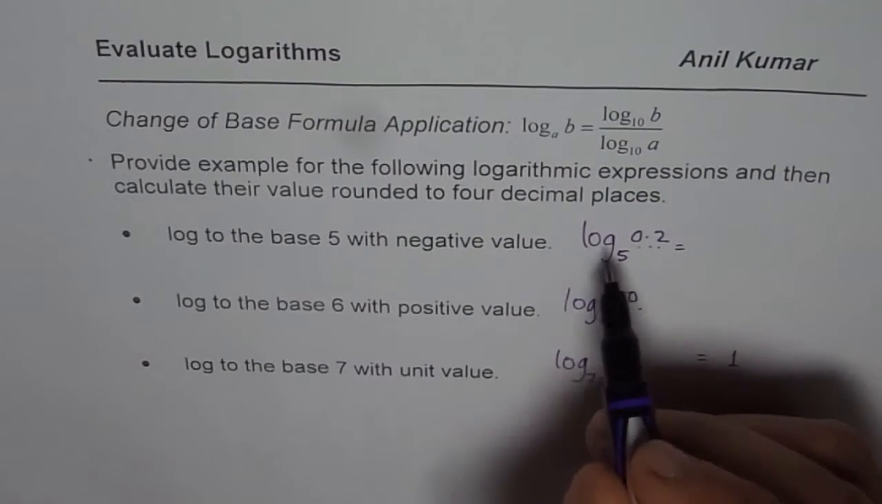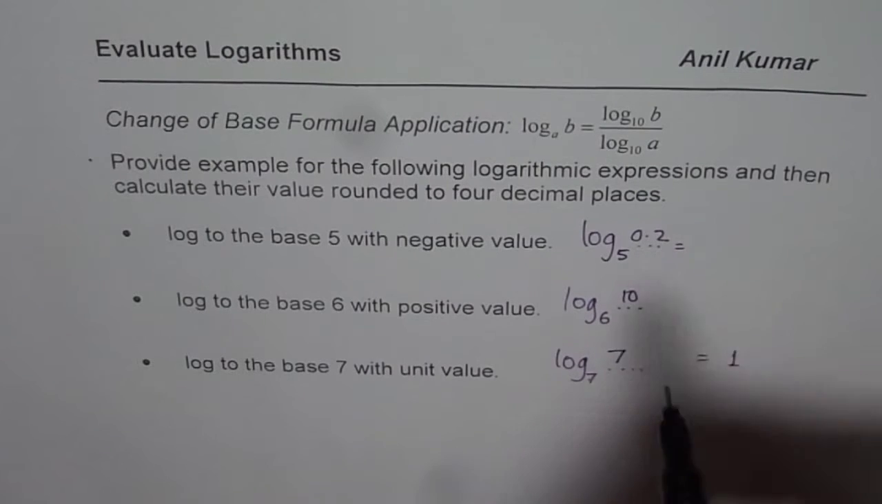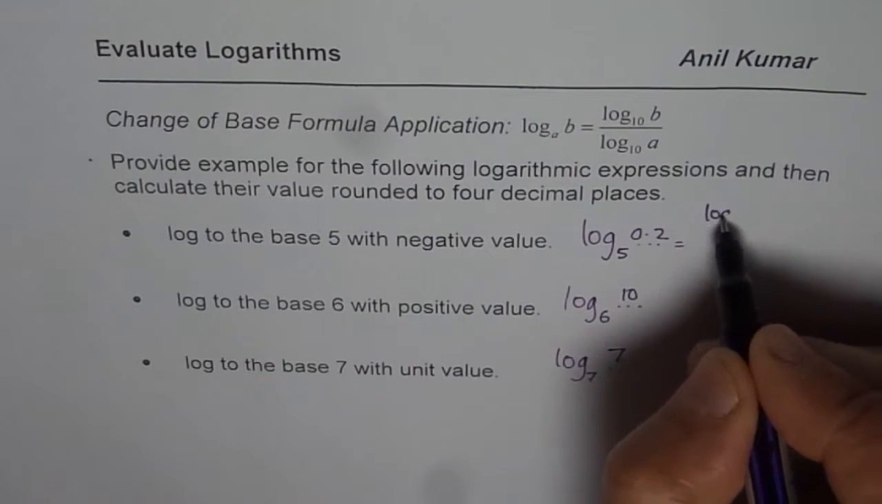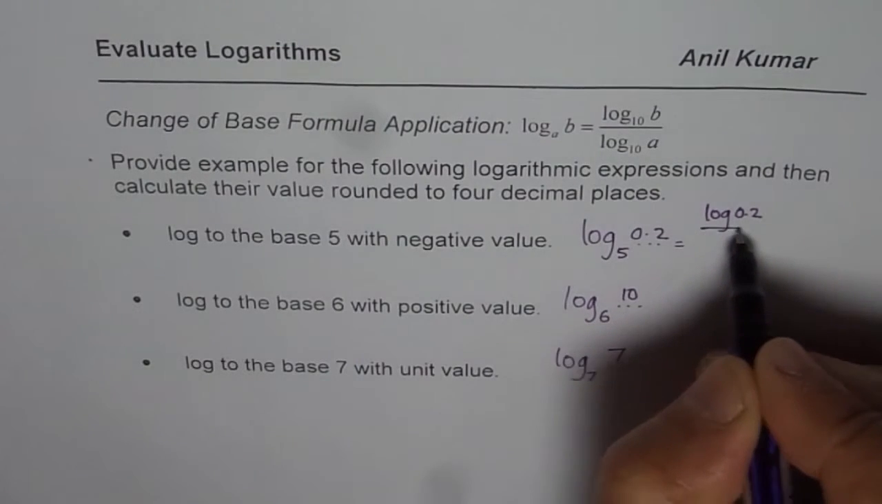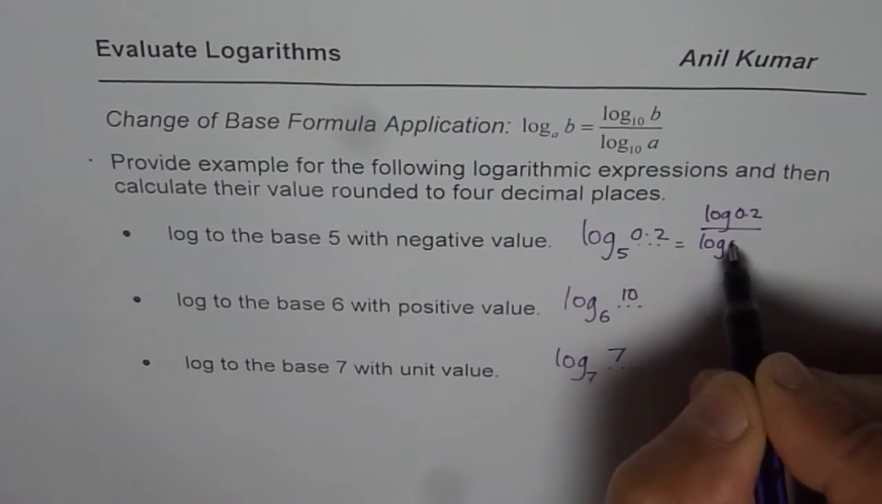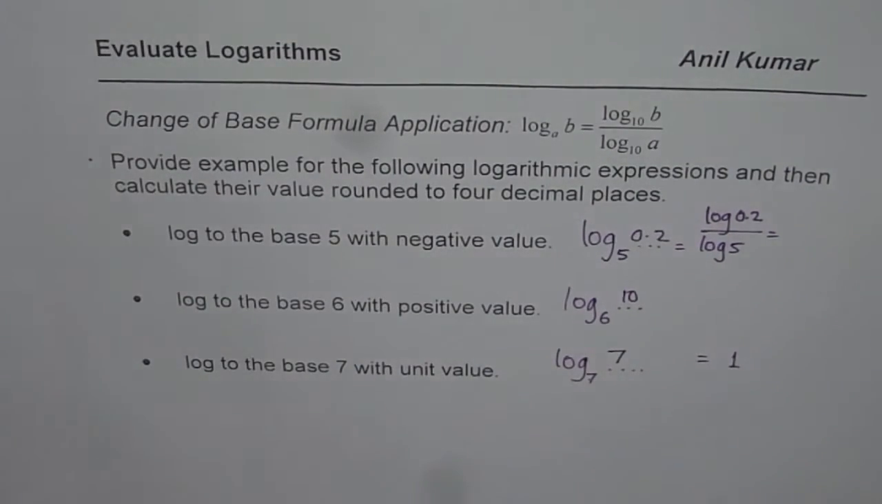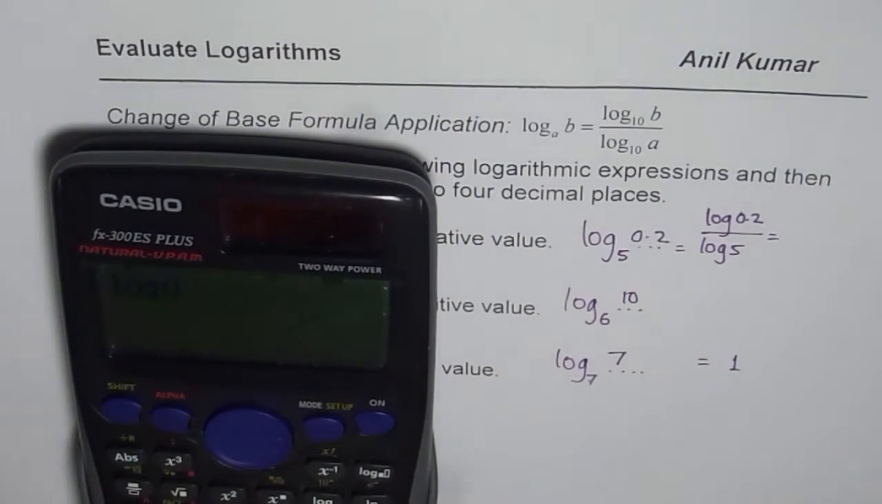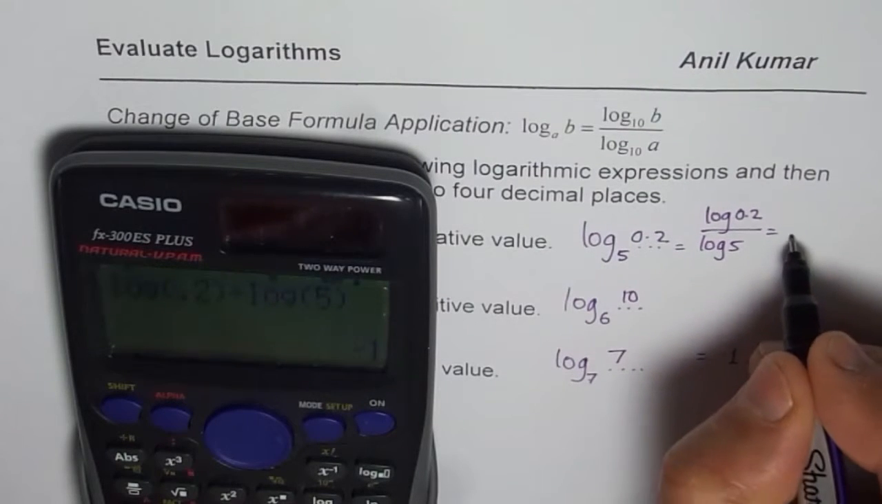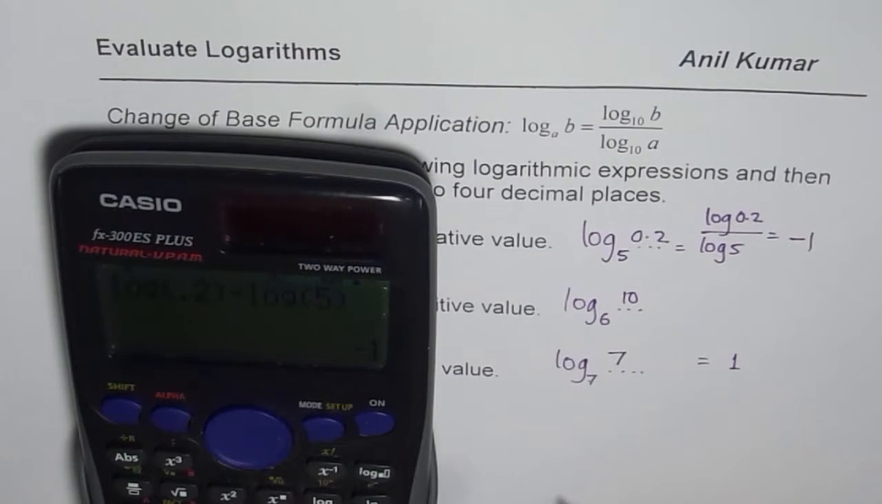Now let us use our calculator and also apply the formula to find these answers. So when I say log to the base 5 of 0.2, I could use the calculator with log base 10 and write this as log of 0.2 divided by log of 5, correct? So let's calculate what we get. Log of 0.2 divided by log of 5 gives us minus 1.